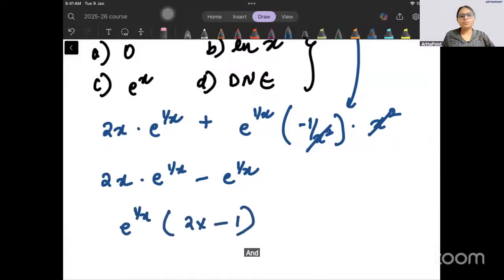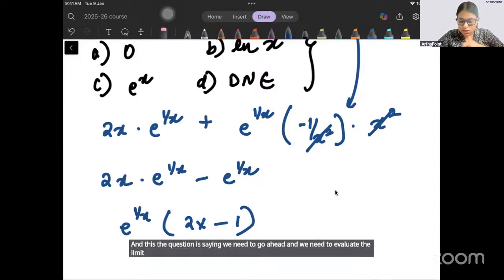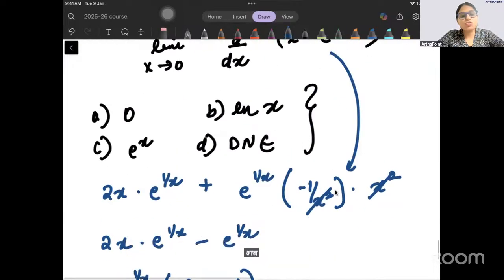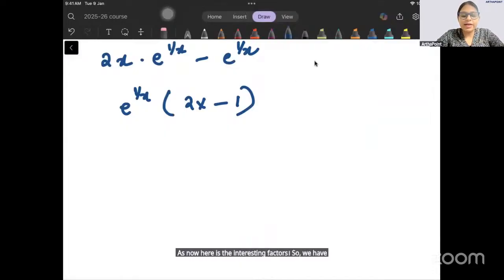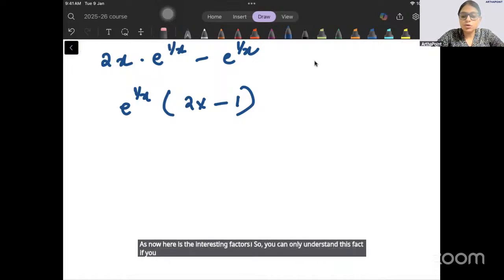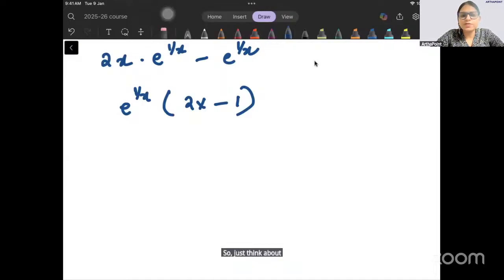Now, what's the question saying? The question is saying we need to evaluate the limit of this as x tends to 0. Now, here is the interesting fact. You can only understand this fact if you know how to plot the e to the power x function. So just think about exponential functions. How do you make these exponential functions?